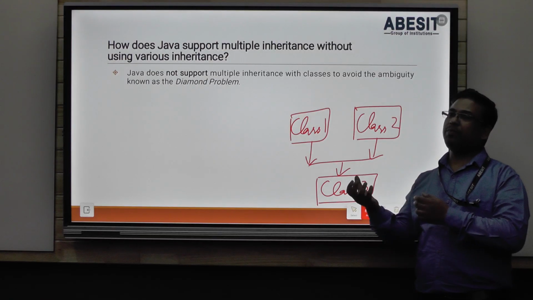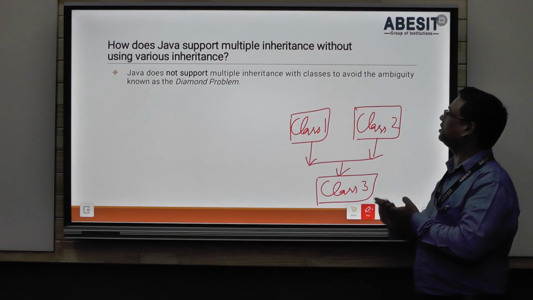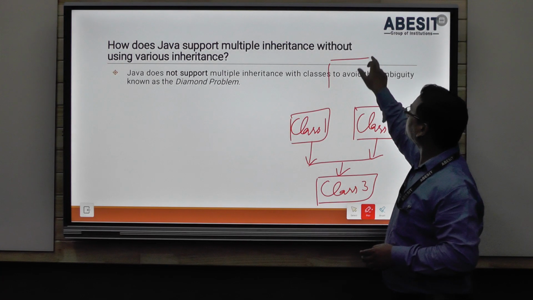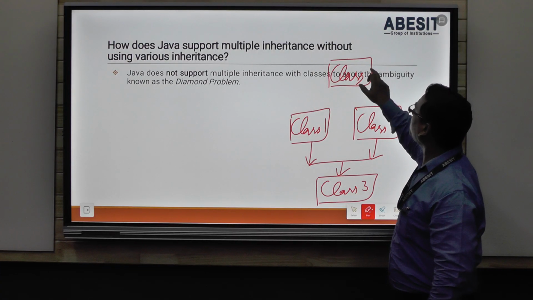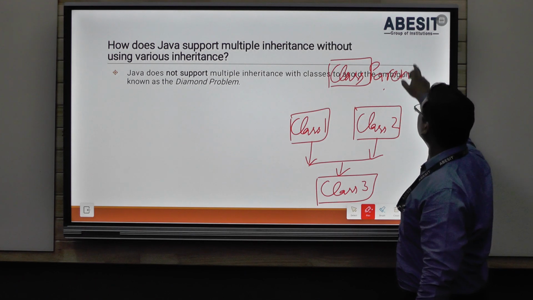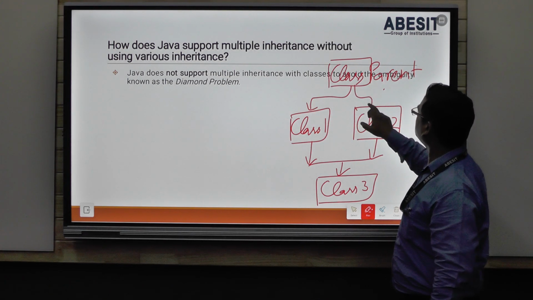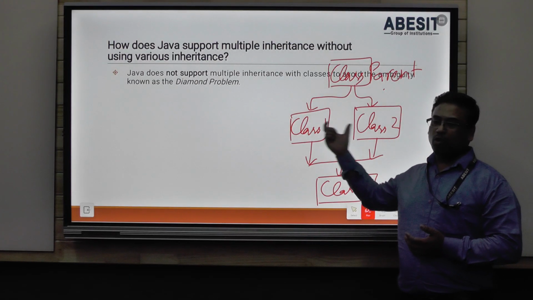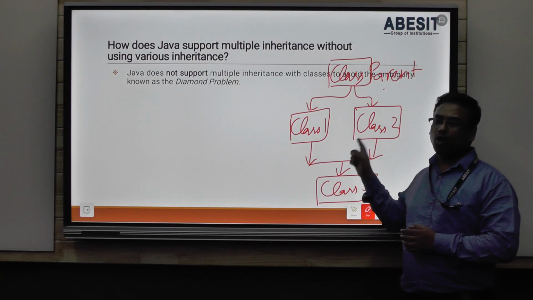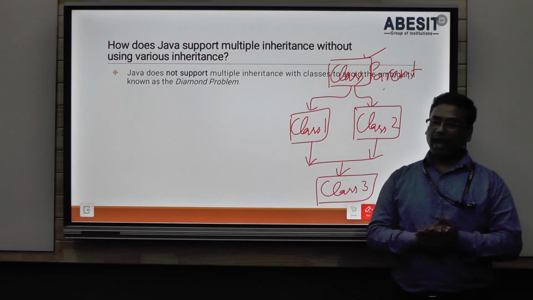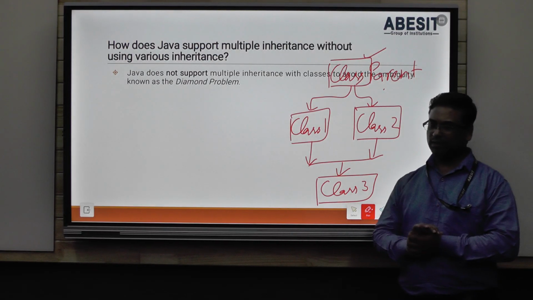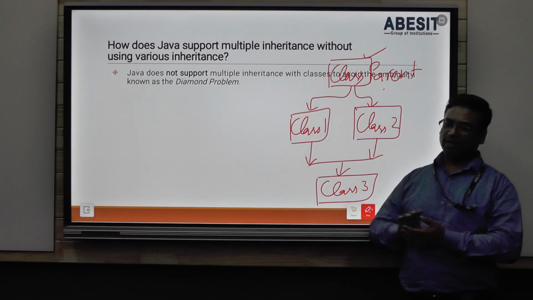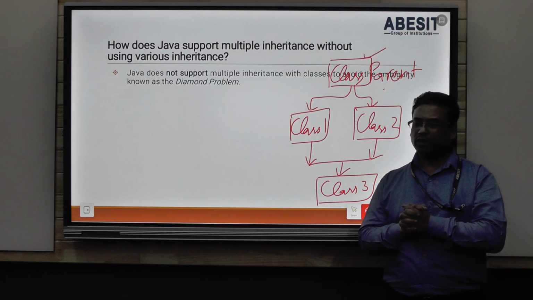To avoid the ambiguity known as the diamond problem. What is the diamond problem? If we have another parent class of these two classes, then when a class inherits from more than one class that shares a common parent like this, and those shared parents have methods with the same name and signature, this ambiguity creates confusion for the compiler.